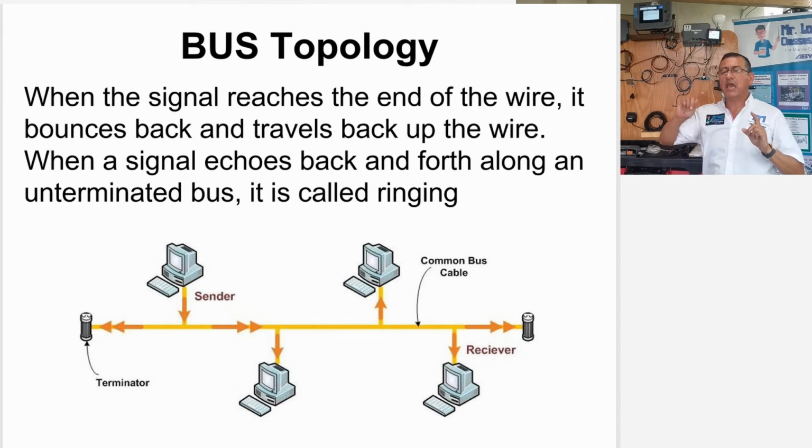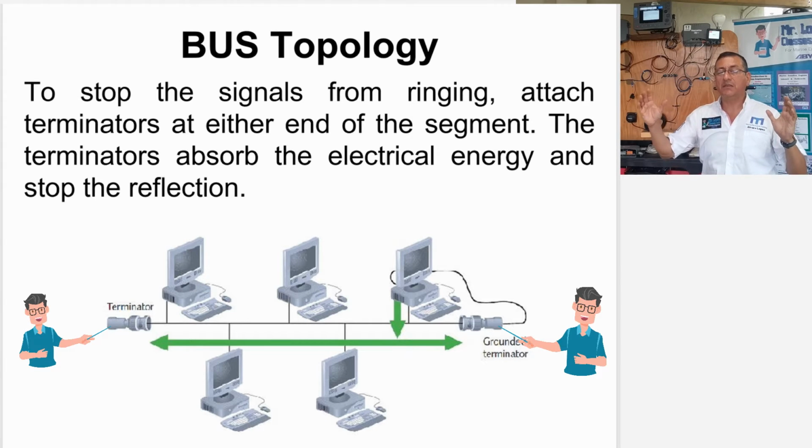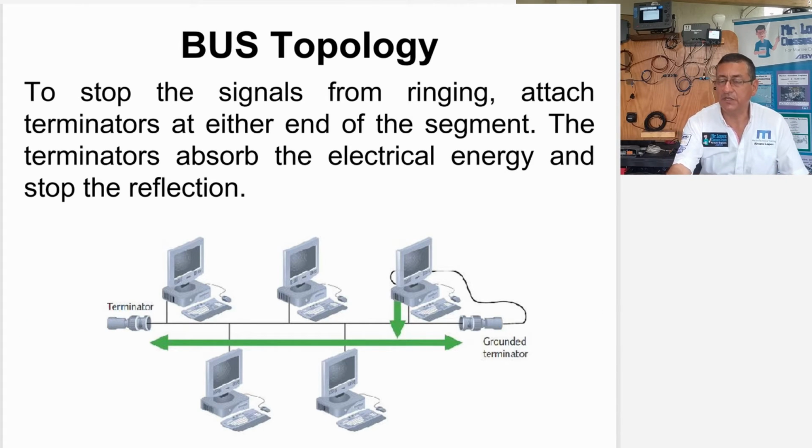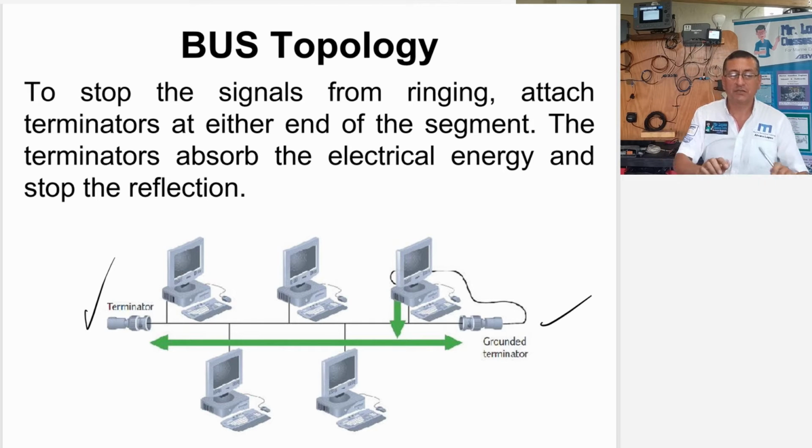When the signal reaches the end of the wire, it bounces back and travels back up the wire. When the signal echoes back and forth along the unterminated bus, it is called ringing. In order to stop the signal from ringing, terminators attached at either end of the segment are necessary in order to absorb the electrical energy and stop reflection. This is the function of the terminal resistors, and you have in these pictures those terminal resistors at the end of the bus topology connection. This is the bus topology.